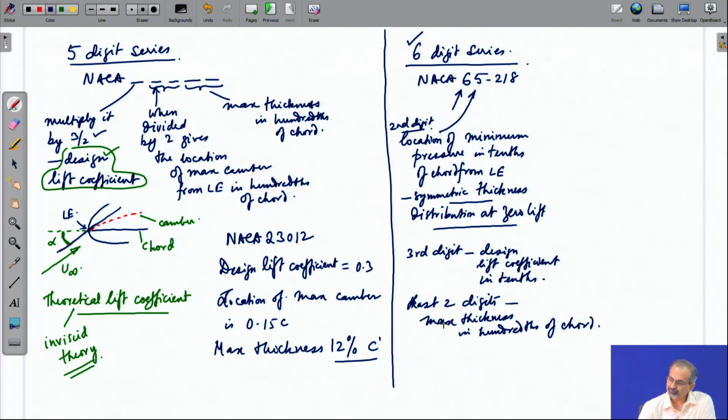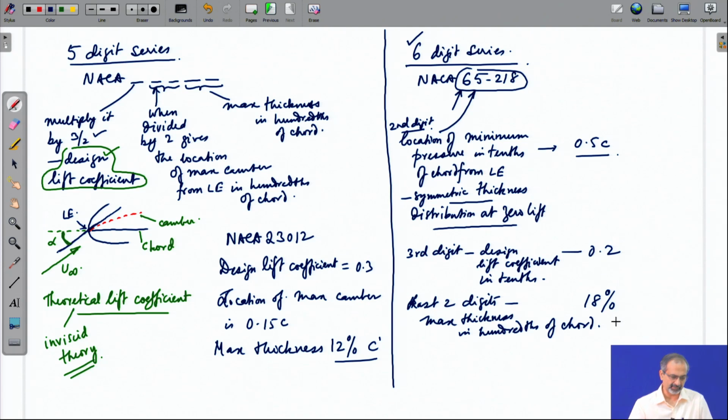So, in terms of this airfoil that we have as an example, what would the values come out to be? The 6 digit of course represents the series, as we have already mentioned. The minimum pressure occurs at 0.5 C, the design lift coefficient is 0.2, and the airfoil is having maximum 18% thickness. So, that is what we can infer from this nomenclature.